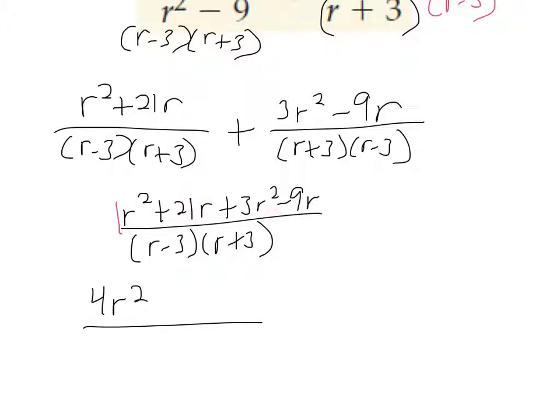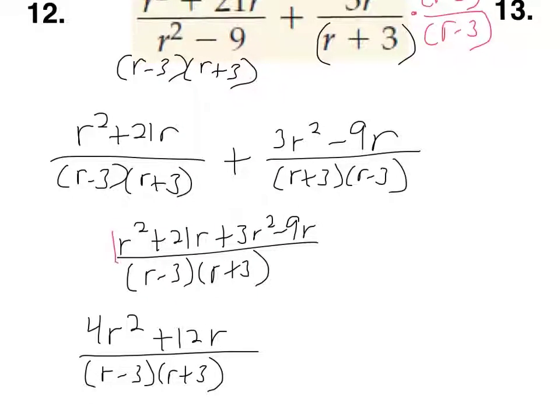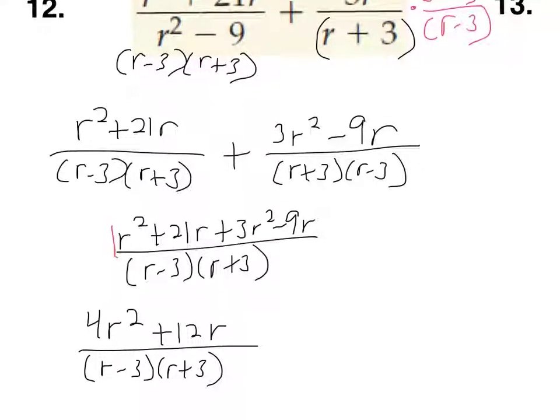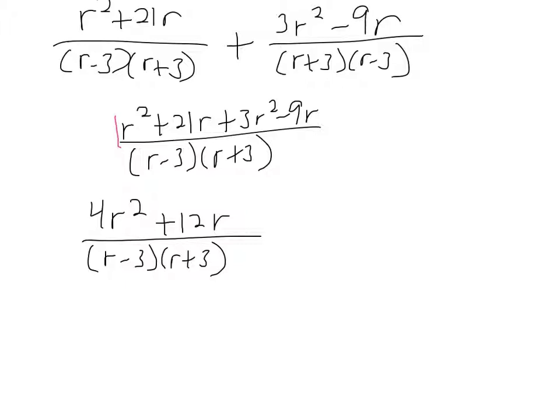21r and minus 9r, you can combine those. Those are like terms. What's 21 minus 9? 12r. And on bottom, we still have r minus 3 and r plus 3. I like to keep it factored like that. I suppose if you really wanted to, you could write it as r squared minus 9. But usually we keep it factored. That way we can tell if anything else can cancel with it.